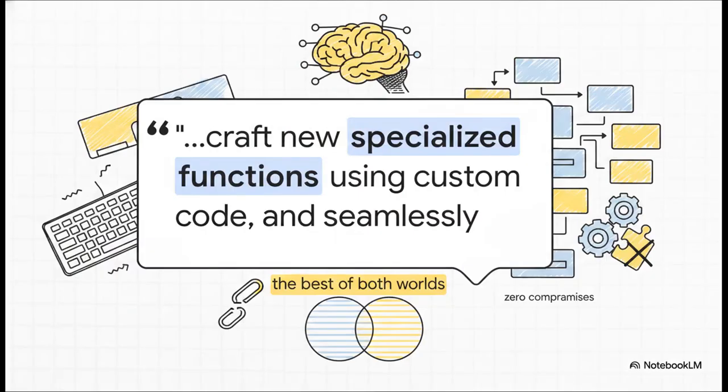To validate just how seamless this is, let's look at this exact quote from the source material. It states, you can, quote, craft new specialized functions using custom code and seamlessly integrate them alongside GUI-defined layers and modifiers for a truly tailored hybrid experience, end quote. What this really means is you can write specific, cutting-edge new behaviors in code within the custom dialog, all while keeping the heavy lifting of your layer organization completely visual. It's literally the best of both worlds with absolutely zero compromises.